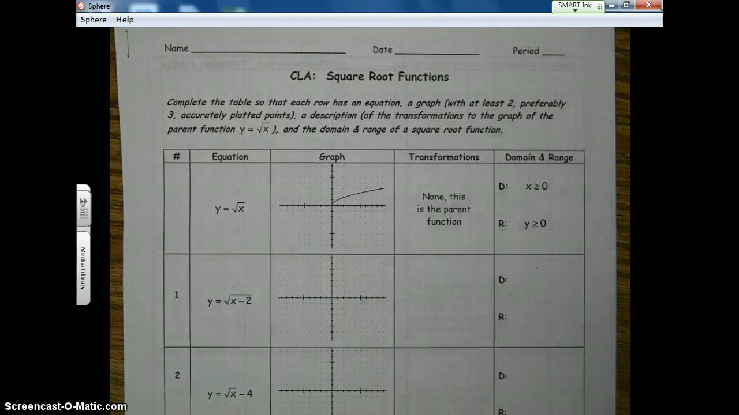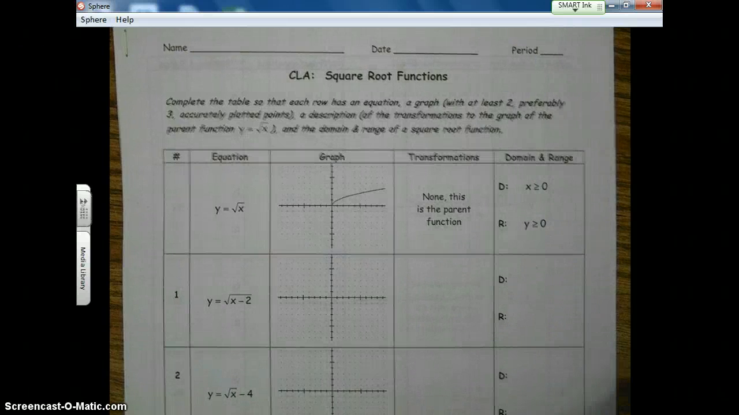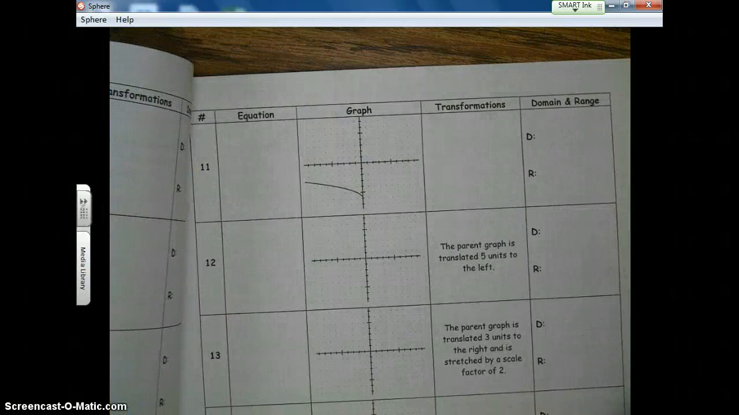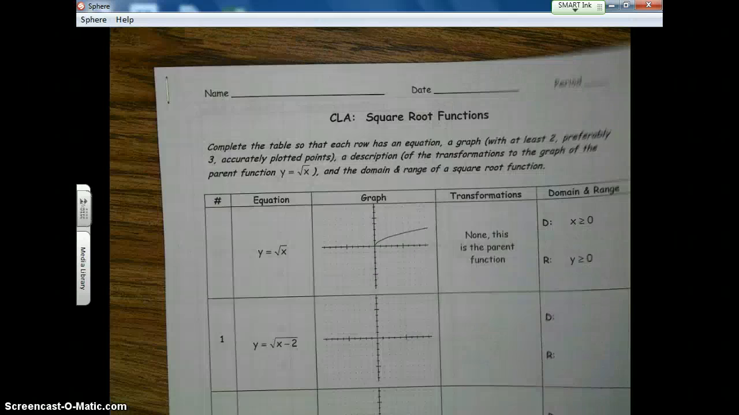Square root functions. Today our video notes are going to be a part of our class for tomorrow. So I'm going to go ahead and do some of these problems for you so that you have an idea what to do.